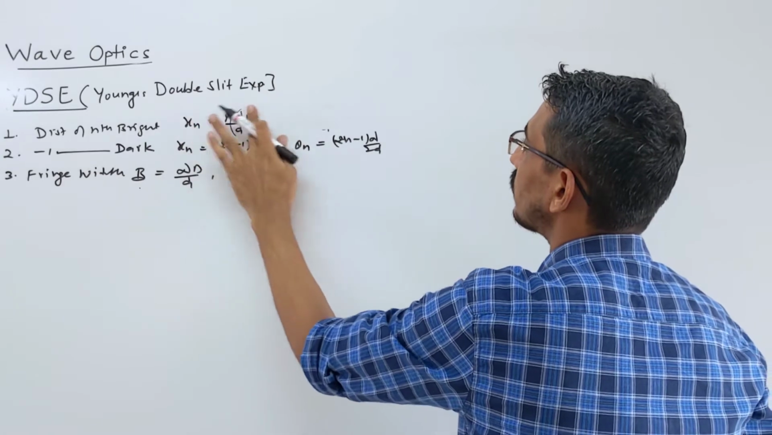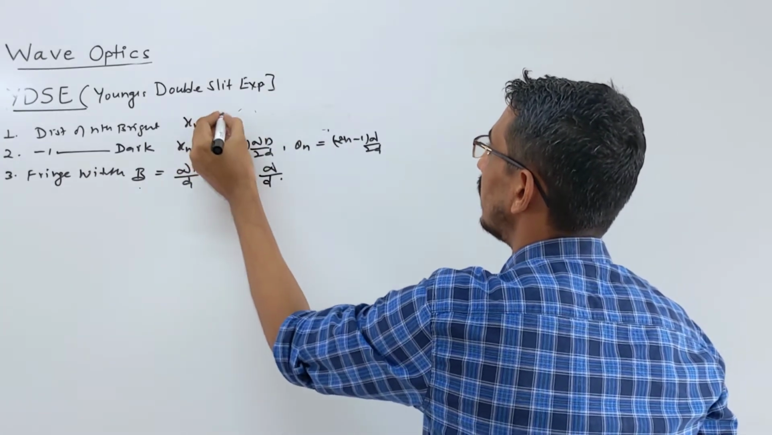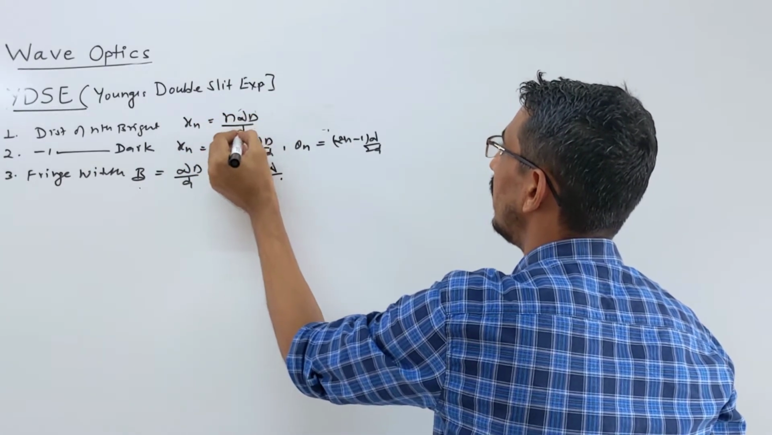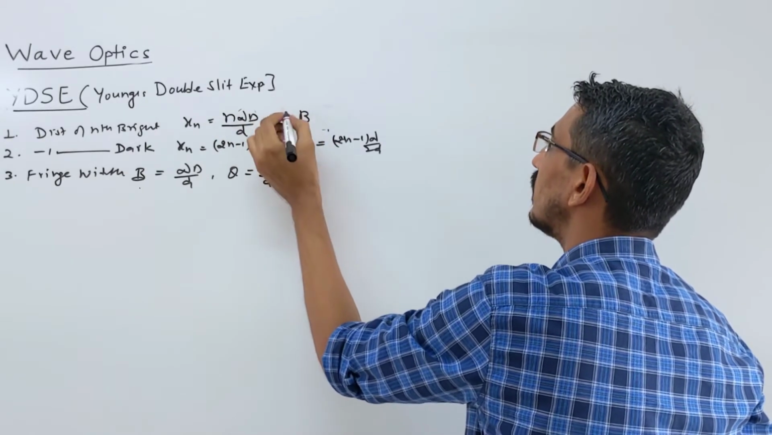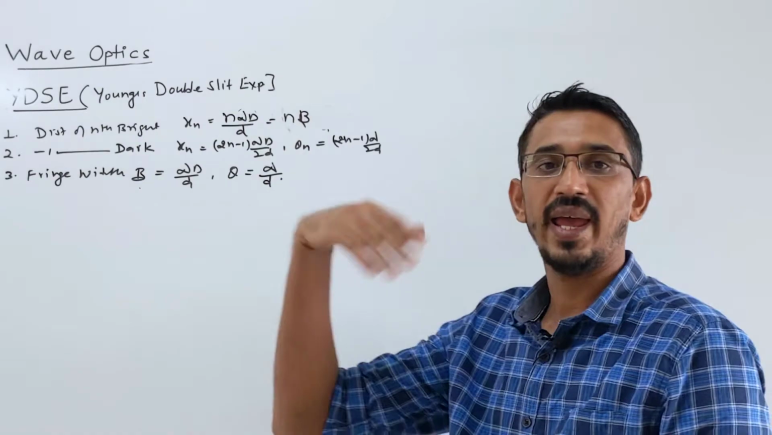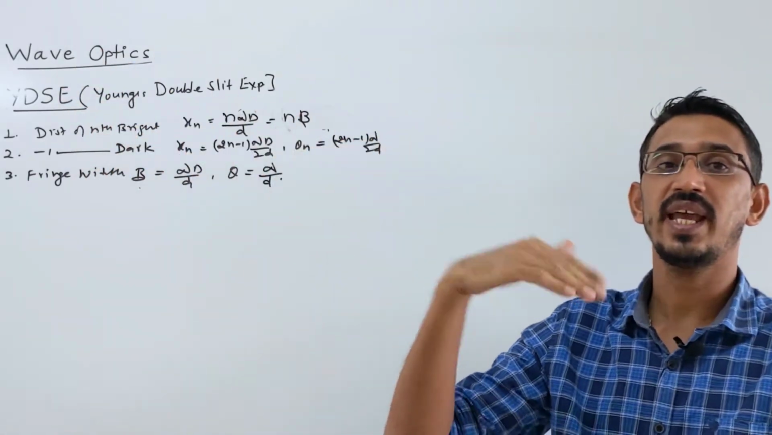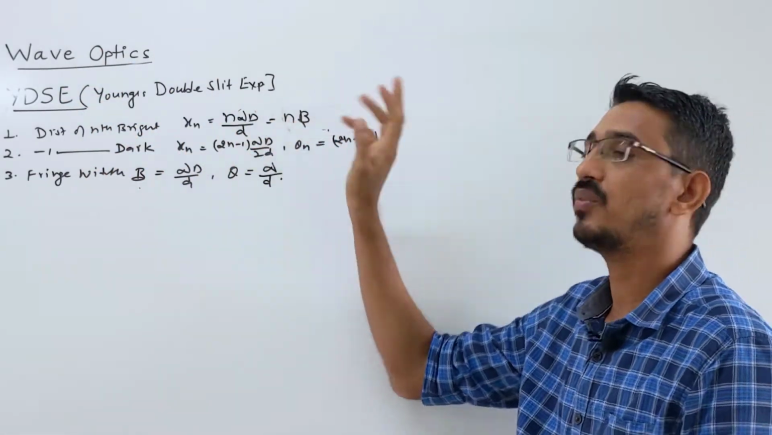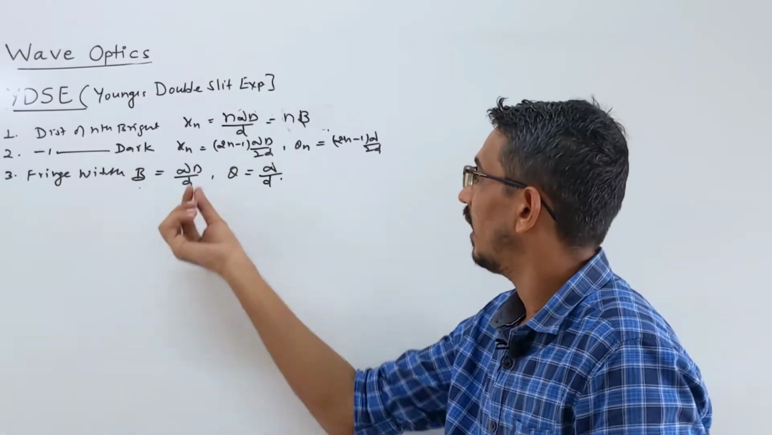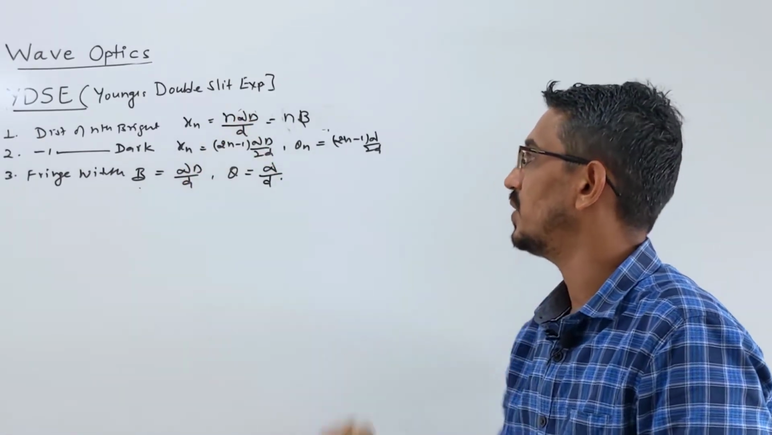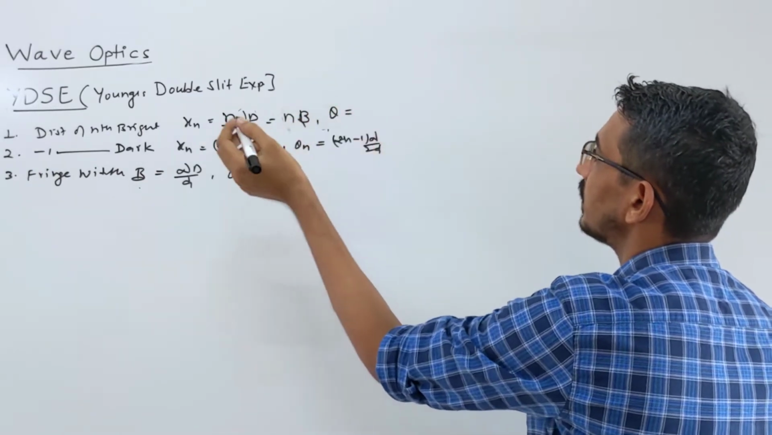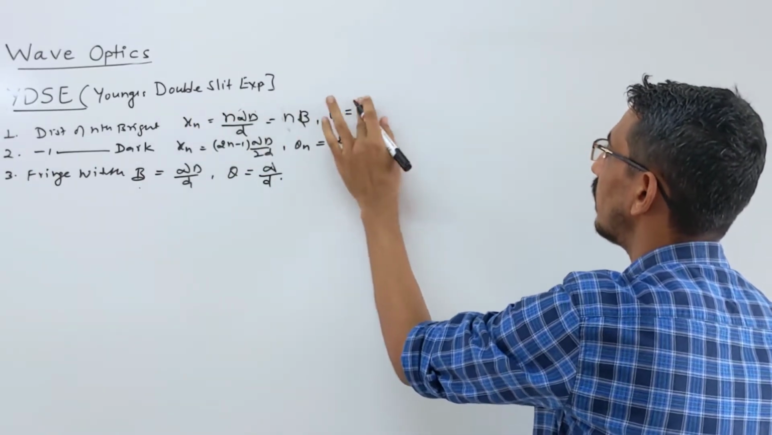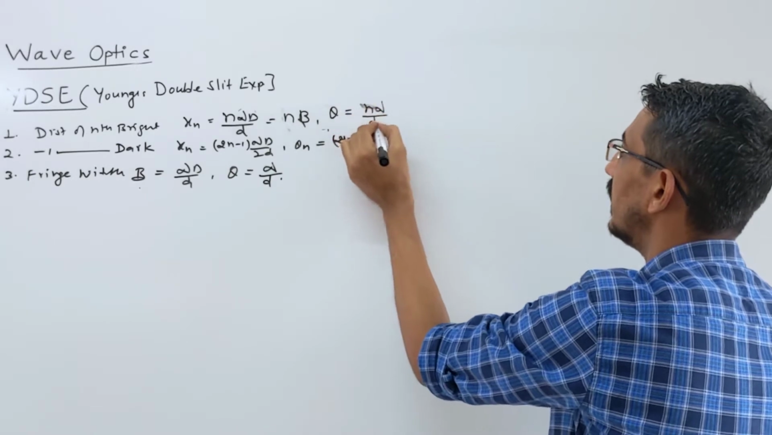Let me write here clearly. The distance was n lambda D by d. You can also write simply n times beta. What is the distance of the nth bright fringe, or let's say the 10th bright fringe? Simply 10 into the one fringe width. Lambda D by d is the fringe width. Same thing you can see here also. Angular, I am writing angular here, will be n lambda by d.